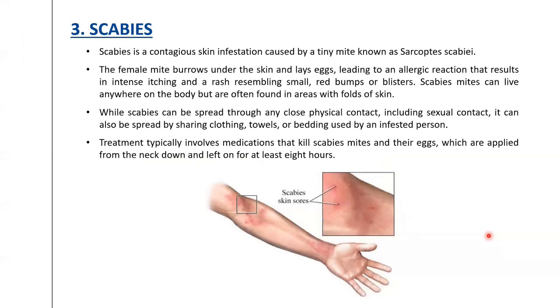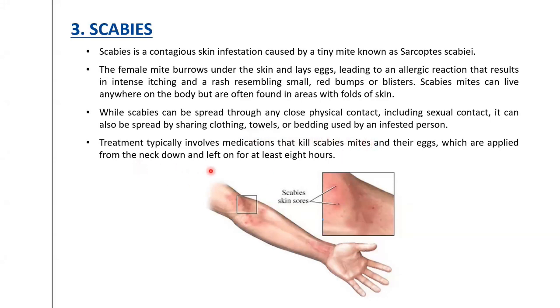scabies. It is a very contagious skin infestation by a tiny mite known as Sarcoptes scabiei. In this infection, usually a rash is formed like this. There's extensive itching all over the body, and it can be spread through very close physical contact, including sexual contact. It can be spread by wearing clothing, towels, or bedding used by an infected person.